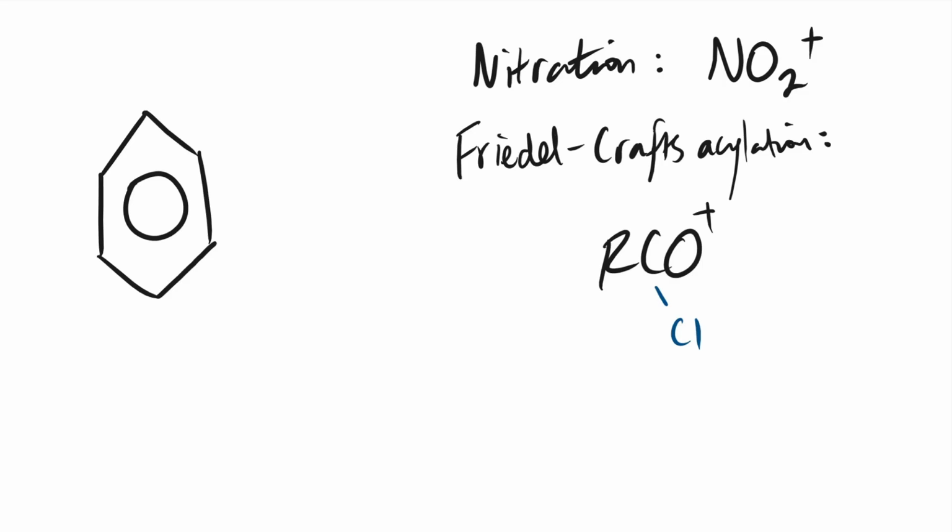So going back to our mechanism, let's rub this out and focus on what we need to know for our curly arrows. So we're going to have our nitrate ion, right? NO2+. I keep calling it a nitrate ion. It's actually referred to as a nitronium ion, okay?